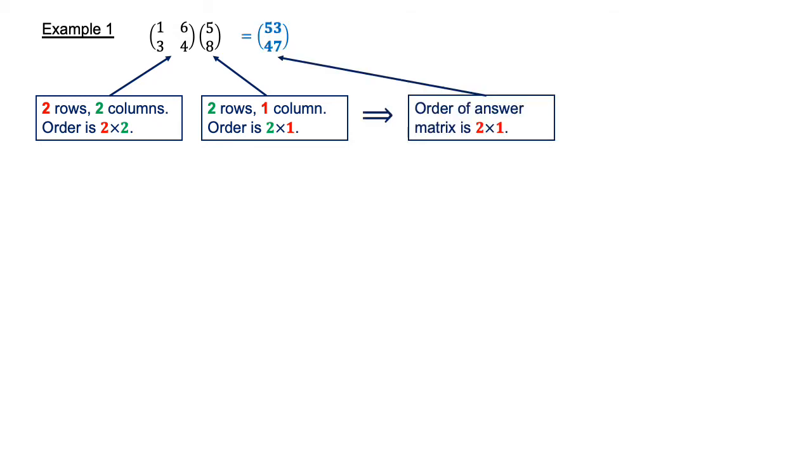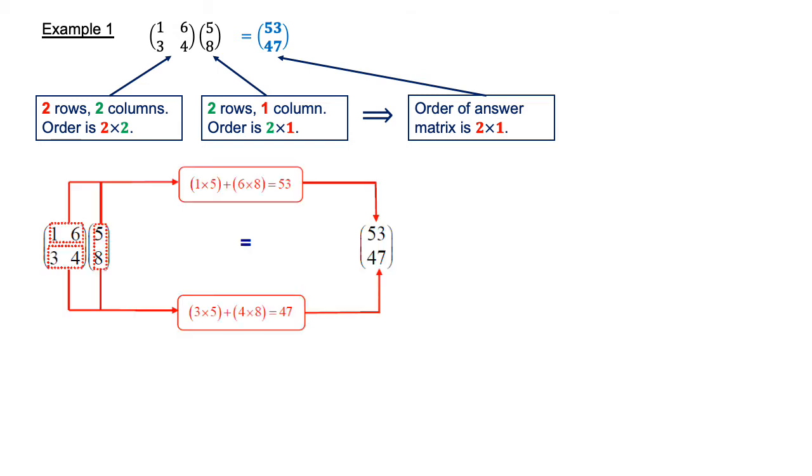And what I get is, let's just have a look at the size of our answer matrix, and then we'll work out how to do it. So now you can see that it's the first number of the order of the first matrix, the 2, and the 1 of my second matrix. So the size, the order of that matrix is going to be a 2 by 1, as you can see there. Right, so how do we get the 53 and the 47?